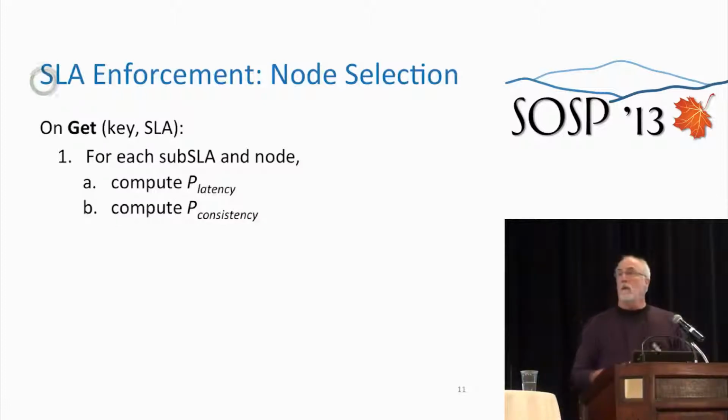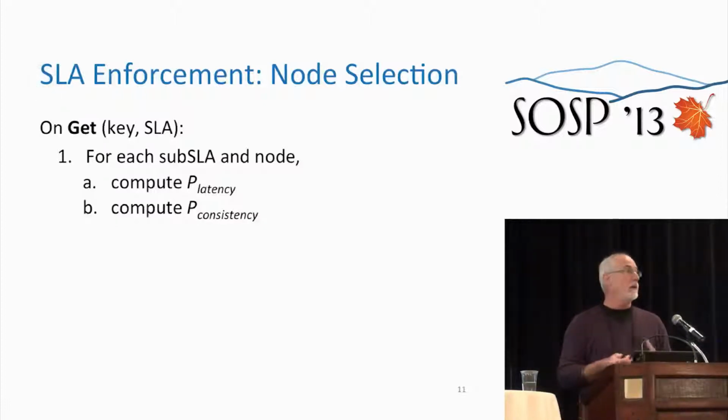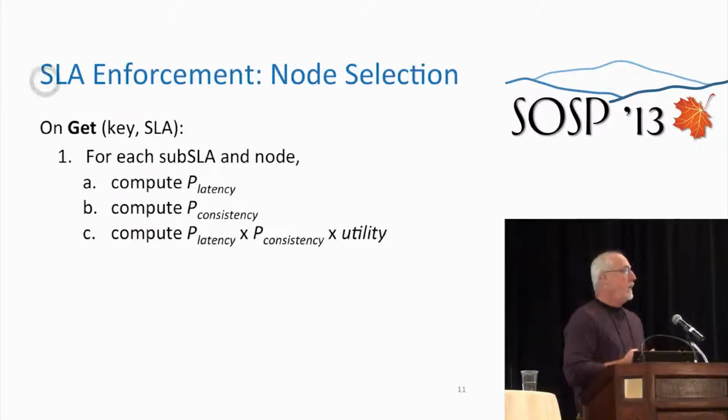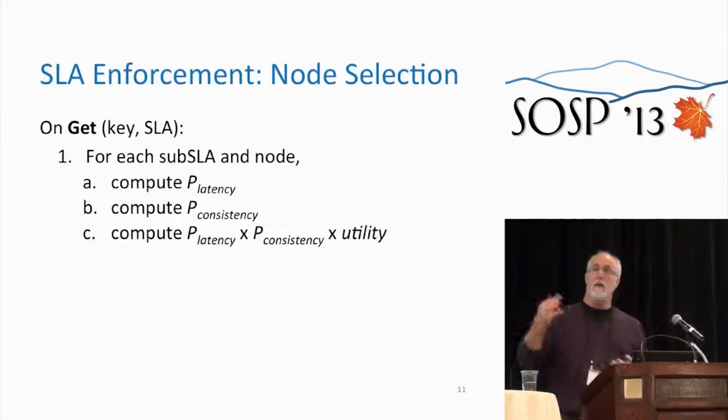Second thing we do is, for each node in each SLA, we compute the probability of that node being able to meet the consistency required by that sub-SLA. The details are in the paper. Again, we can base this purely on local information at the client, on the high timestamps that he's recorded and other information he knows about gets and puts that he's done in the case of session guarantees that he needs to provide.